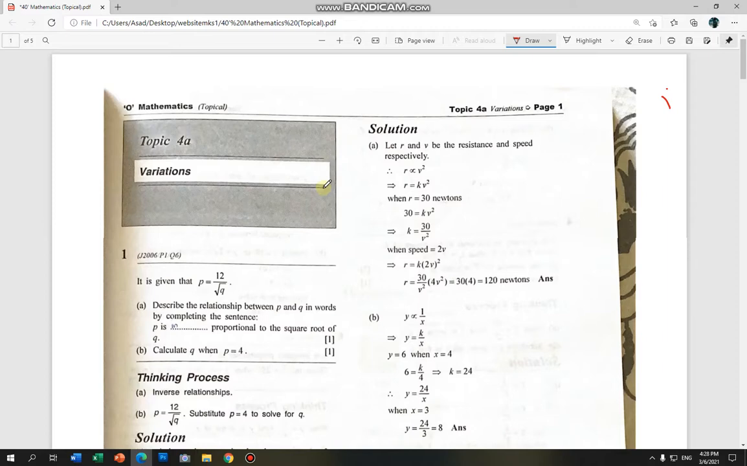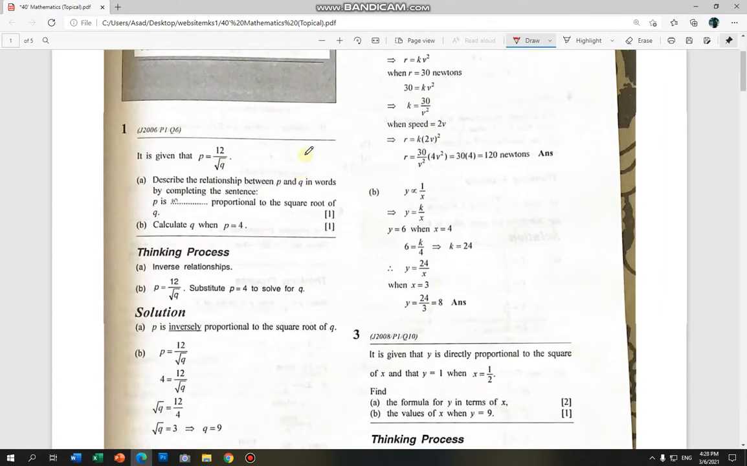Today my next topic is variations. Question number 1, it is given that P is equal to 12 over under root Q. Here you notice that P is inversely proportional to 1 over under root Q.